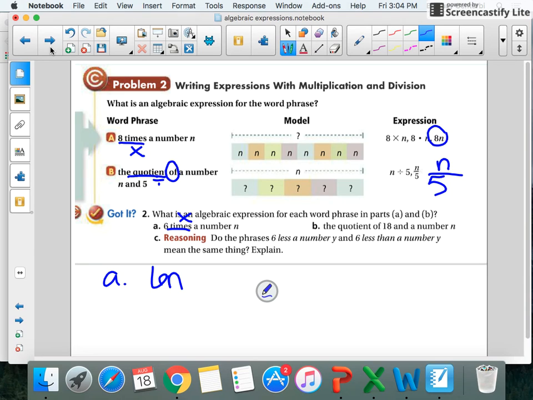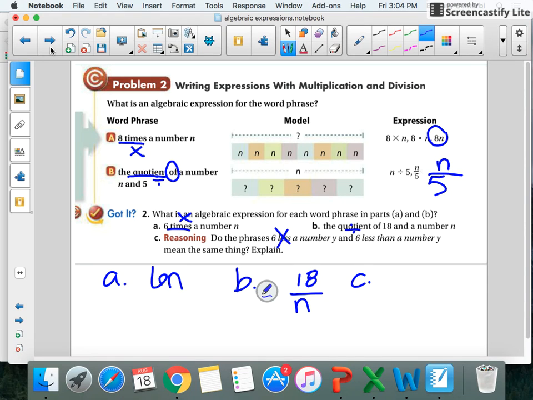For B, we're looking at the quotient. So the quotient, that's division, and whatever comes after the word of goes on top. So I'm going to write 18 on top, and then a number n is going to go on bottom. And C, now this is asking, do the phrases 6 less a number y and 6 less than a number y mean the same thing?